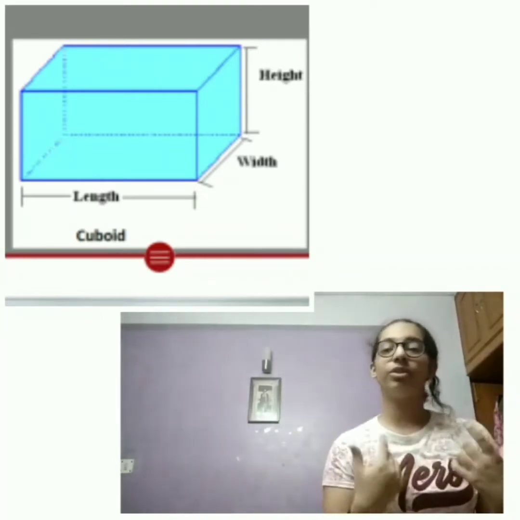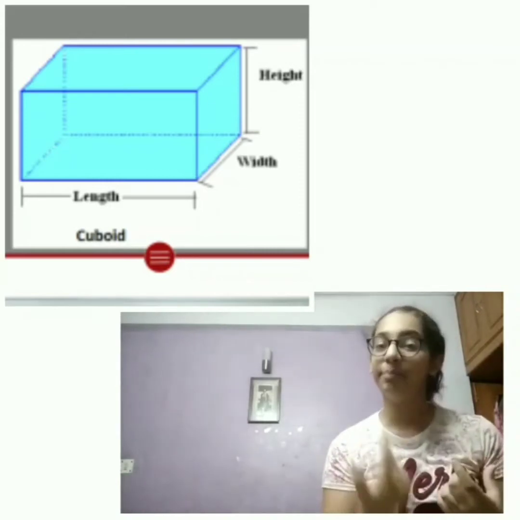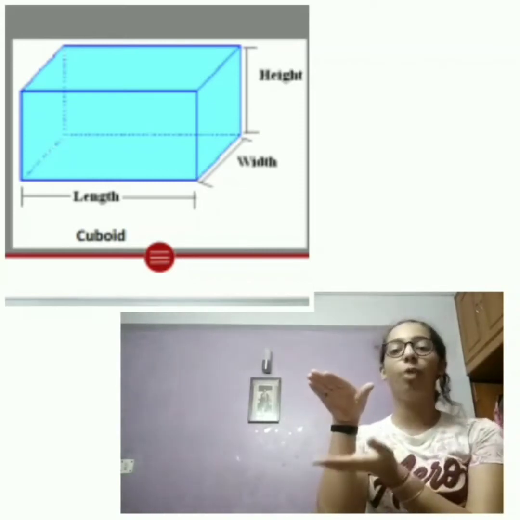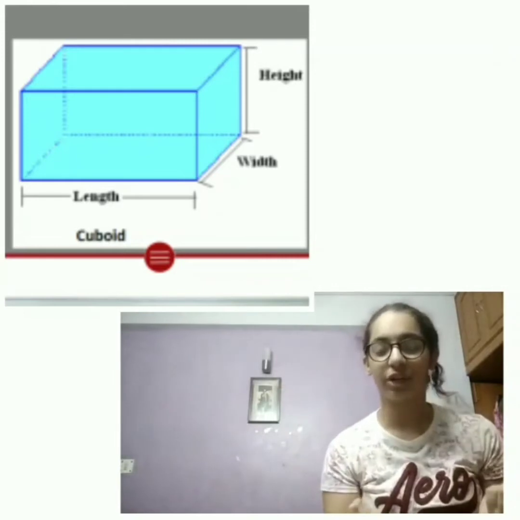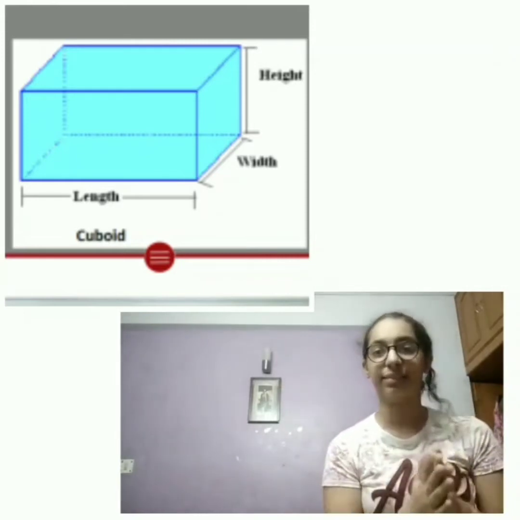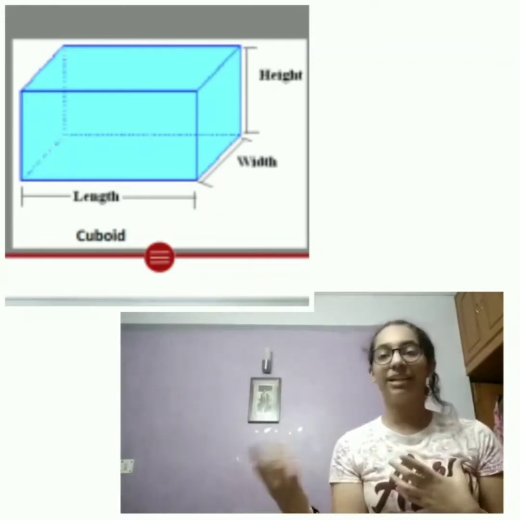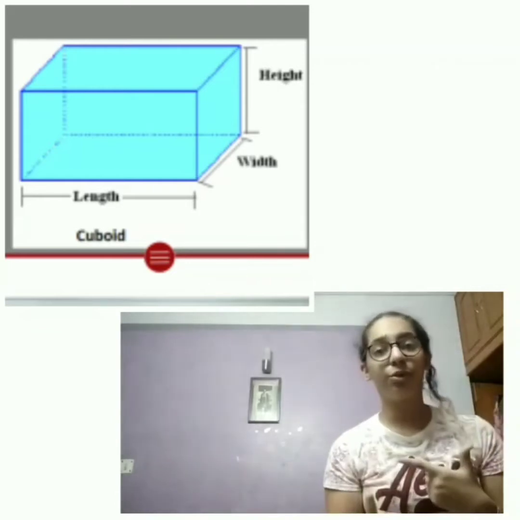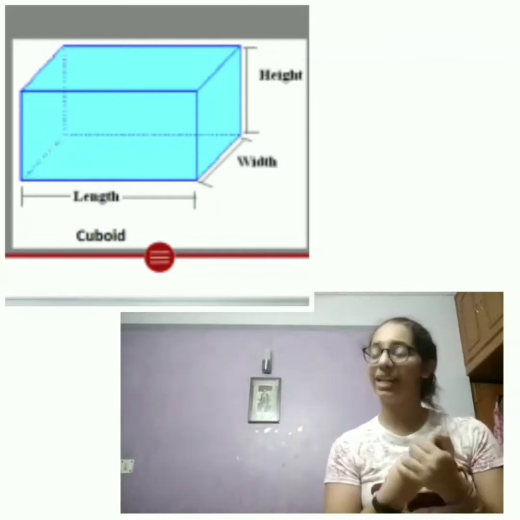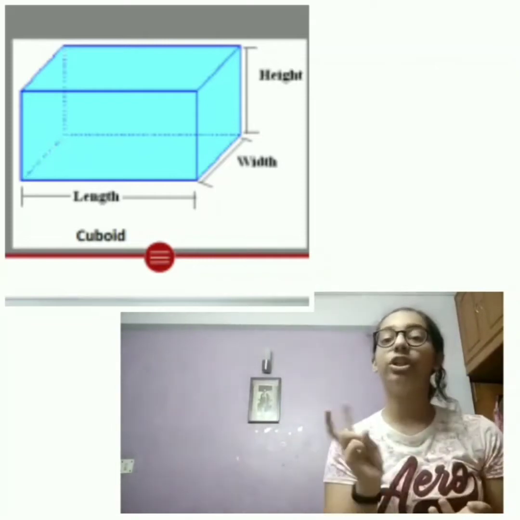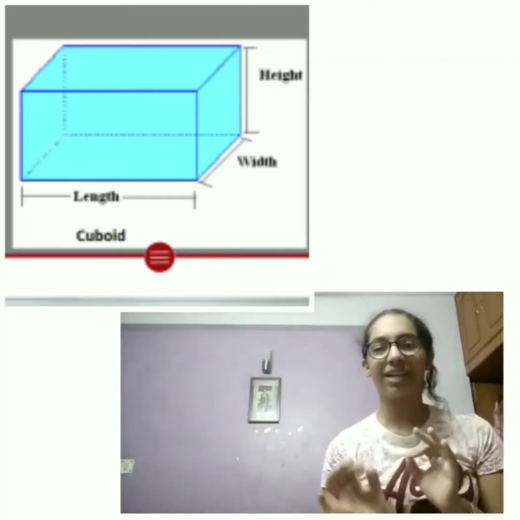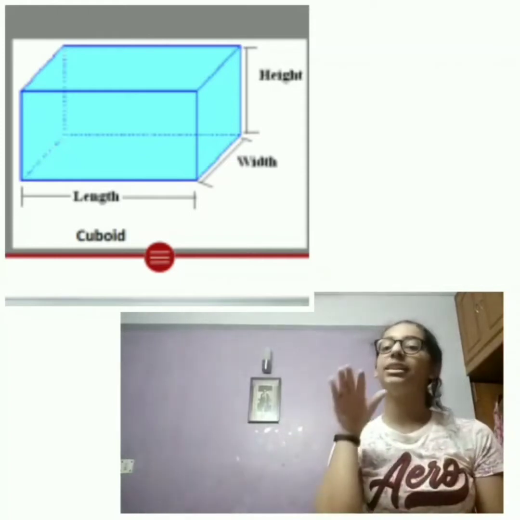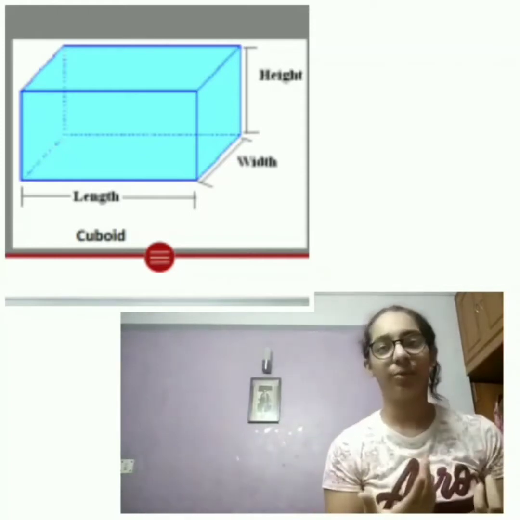When we talk about the total surface area of the cuboid, we begin with the top and the bottom face, which are obviously 2 identical rectangles. The area of these 2 rectangles is length into breadth, and we'll multiply this by 2 because they come in a pair. Great. Next we'll talk about the 2 opposite equal pairs of rectangles joining the top and the bottom rectangle in a cuboid.